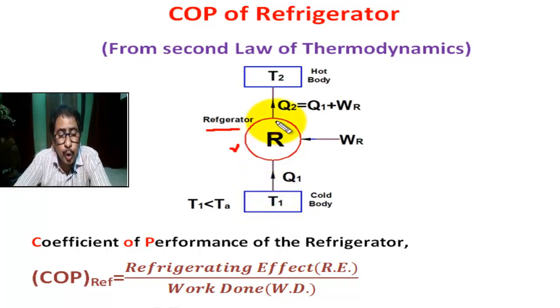Now the total heat delivered to the hot body, the total heat rejected to the hot body, is Q2. Q2 equals Q1 plus WR. Q2 equals this Q1 plus this WR.